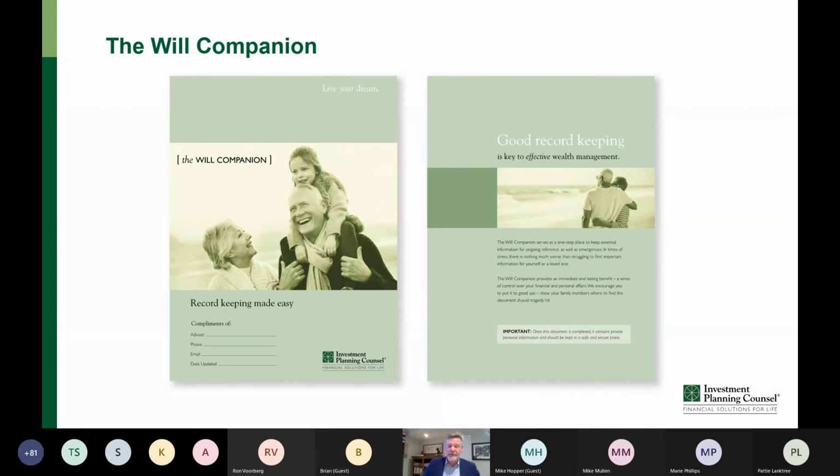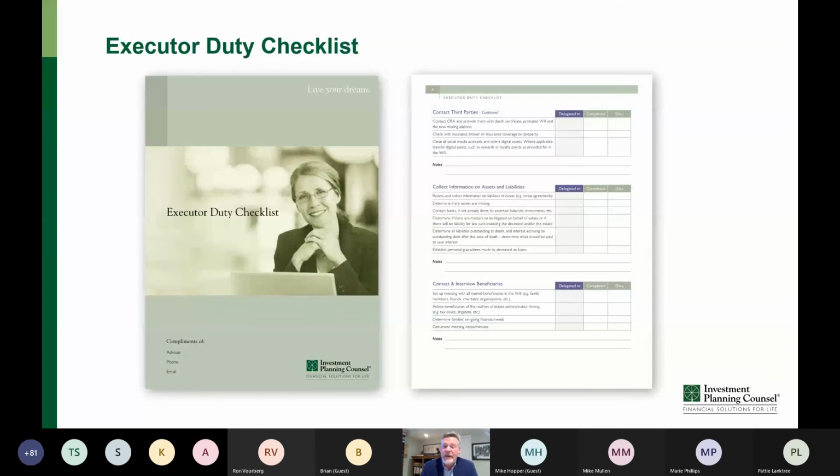Finally, just to note again, Big Financial does have the will companion available for yourselves to utilize, again, in PDF form if you got terrible writing like myself. They also have what I mentioned also, the executor duty checklist, which is a really detailed accountability of who's doing what in the estate, especially if the beneficiaries ask what's been done or any other legal entity.